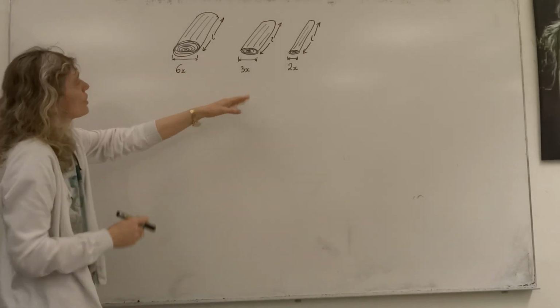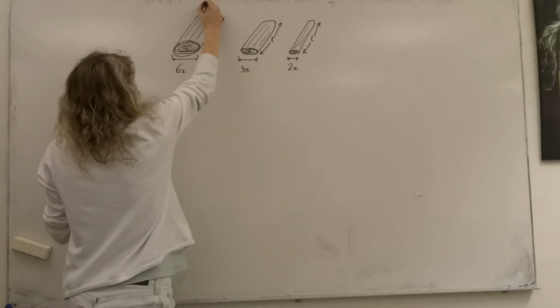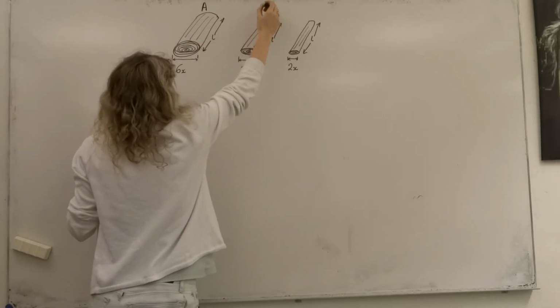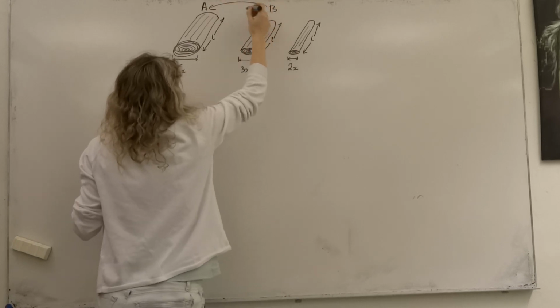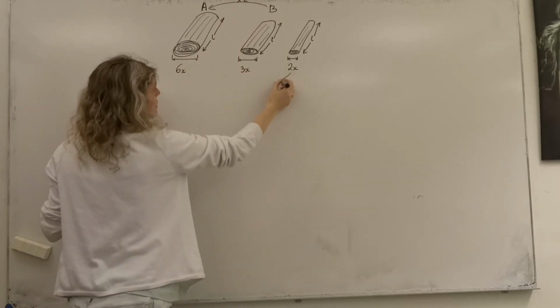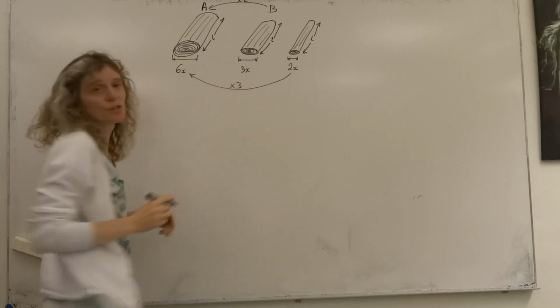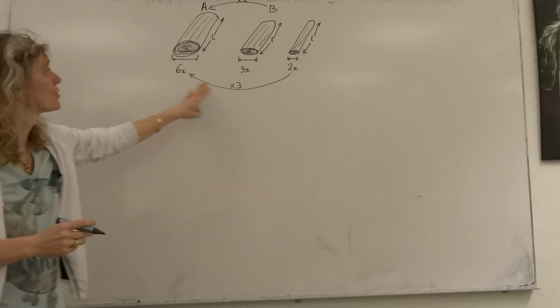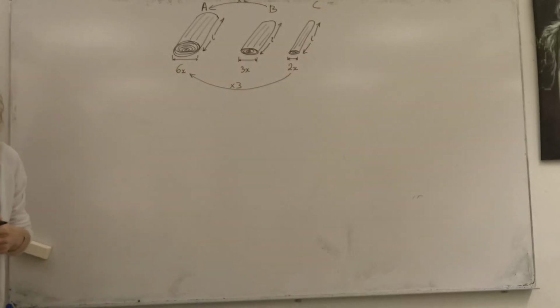So we have 3 logs, and we know that this log A is twice as large as log B. So if we go from log B to log A, it's times 2. But if we go from log C to log B, it's 3 times larger. Log A is 3 times larger than log C. So I tried to put some nice numbers in here that makes it easy.